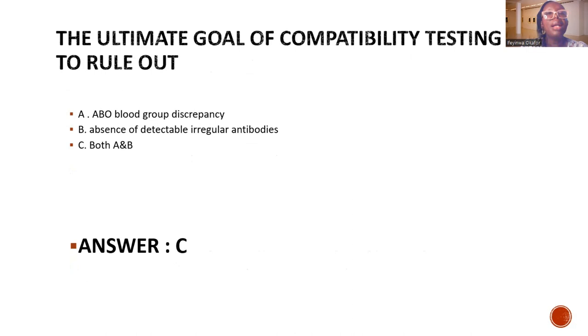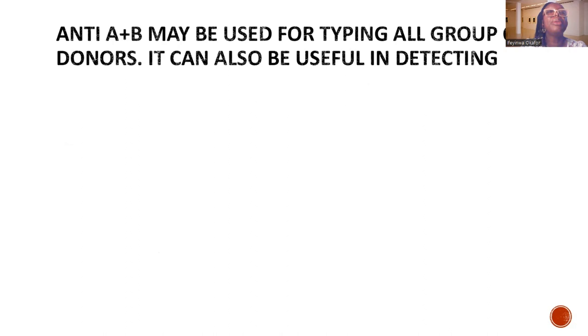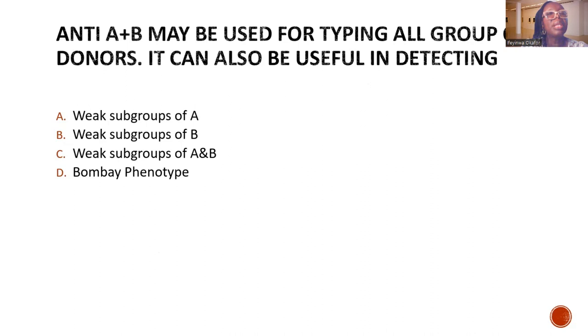Anti A and B may be used for typing all group O donors. It can also be useful in detecting: weak subgroups of A, weak subgroups of B, weak subgroups of A and B, Bombay phenotype. Answer is C, weak subgroups of A and B.